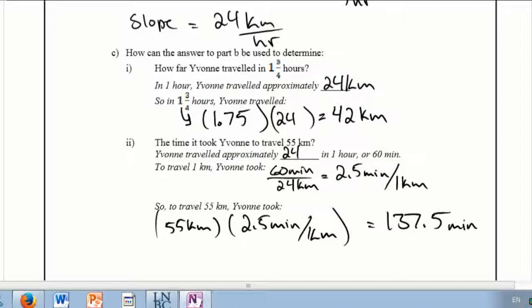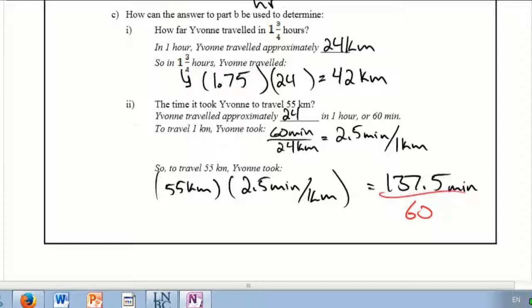Maybe we should divide that by 60 to figure out how many hours it is. So 120 minutes is going to give us 2 hours. So this is 2 hours and 17.5 minutes.